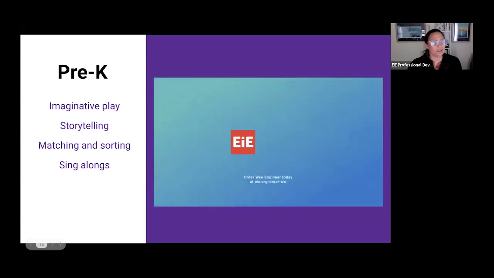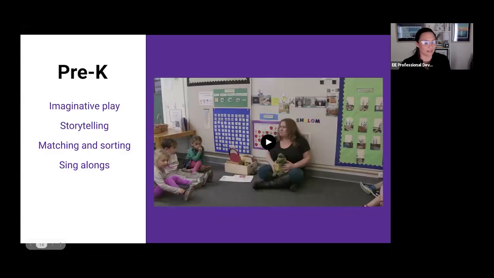So when you're watching along, you're seeing some of these things happening, right? We set the context in all of our units with some storytelling, and in this case with the puppet, this imaginative play. They're matching and sorting as they go through their activities, and we saw them singing their engineering song. And let me tell you, having been in the classroom with not this particular unit, but our kindergartners who also have a song, they love to sing along with the engineering song.